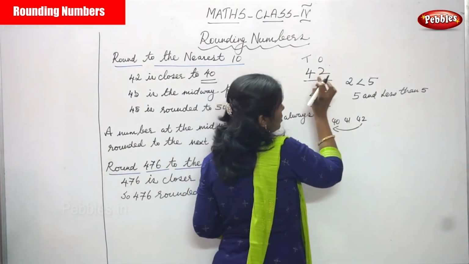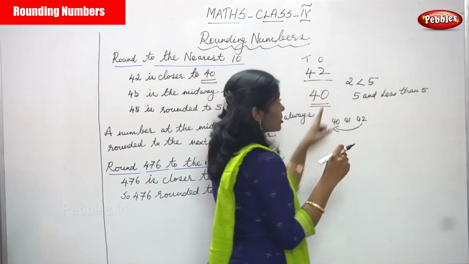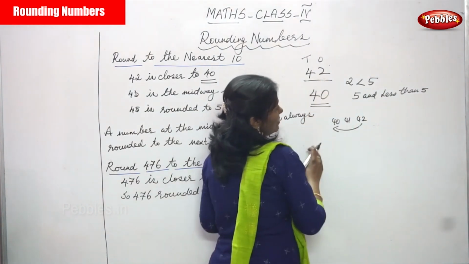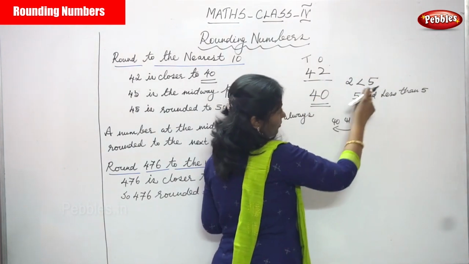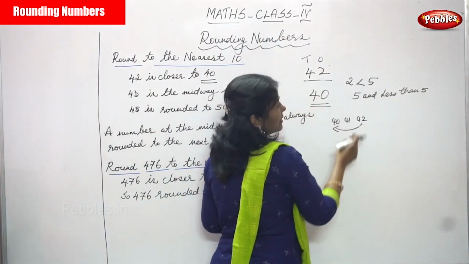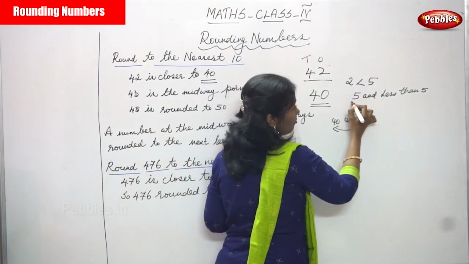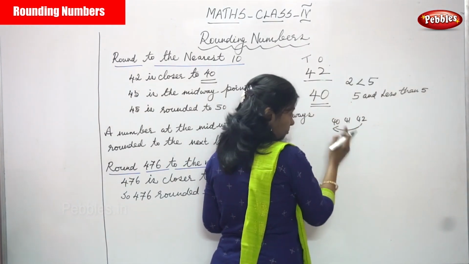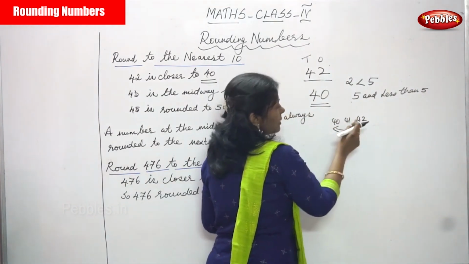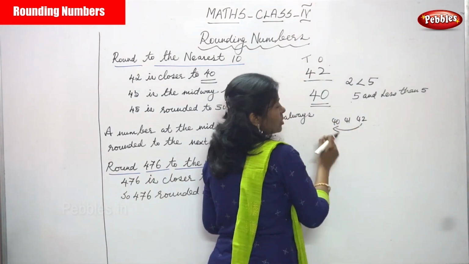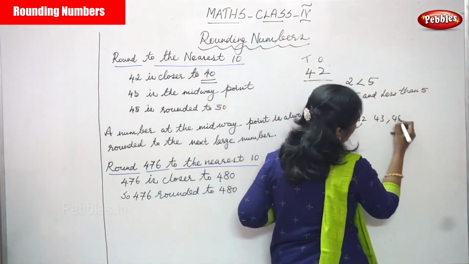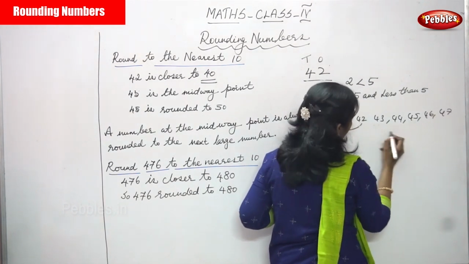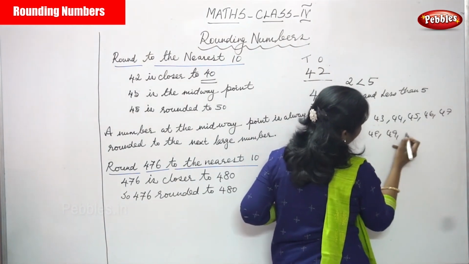You have to look at only the 2. You have to concentrate only on the ones place value. What is the number in the ones place? 2. So 2 is less than 5. The rule is, 5 and less than 5 means you have to check the number very properly. 42 is closer to which number? See here, 43, 44, 45, 46, 47, 48, 49 and 50.